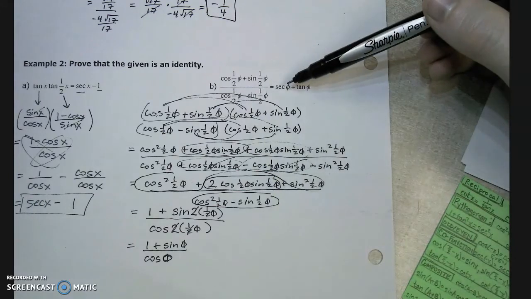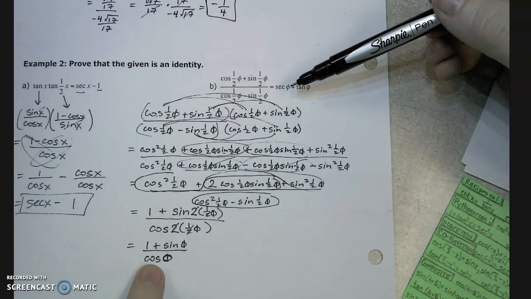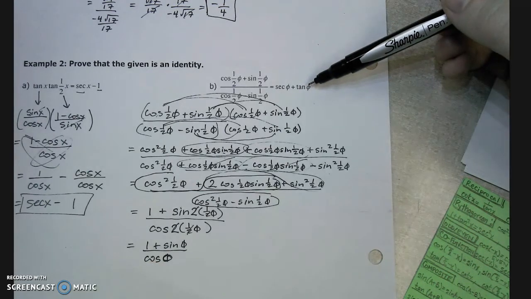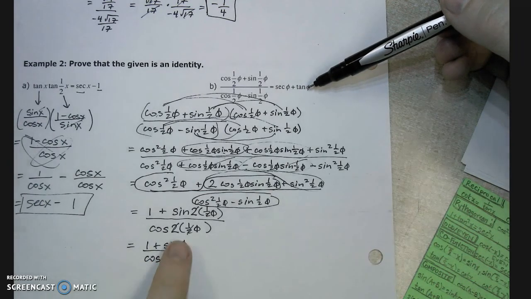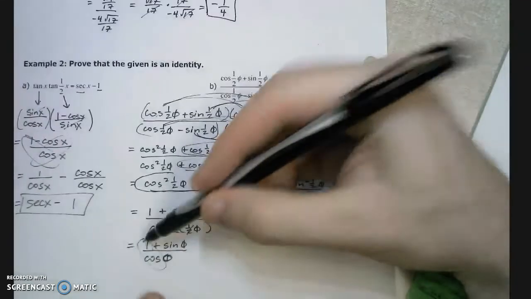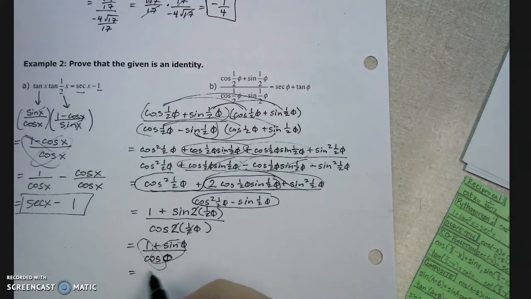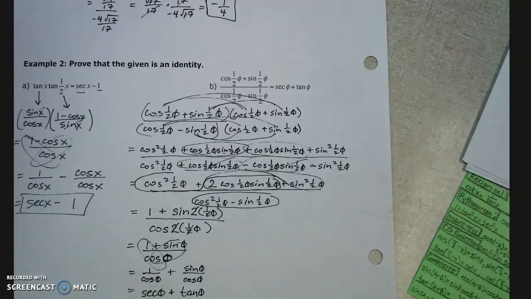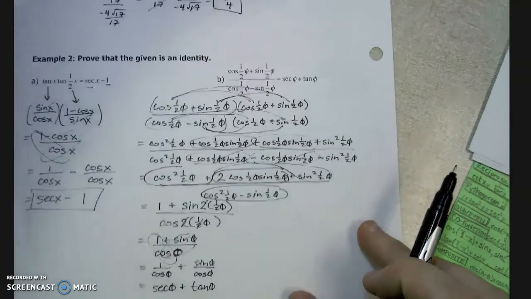Well, secant is made with a cosine on the bottom, and we've got that. And tangent is made with a sine divided by a cosine, and we've also got that. So all we need to do is just split this into two fractions. So I've got 1 over the cosine plus sine over the cosine, since they have common denominators. And that creates secant, which is a reciprocal property. And that creates tangent, which is a quotient property. And we have proved that the left side equals the right side.